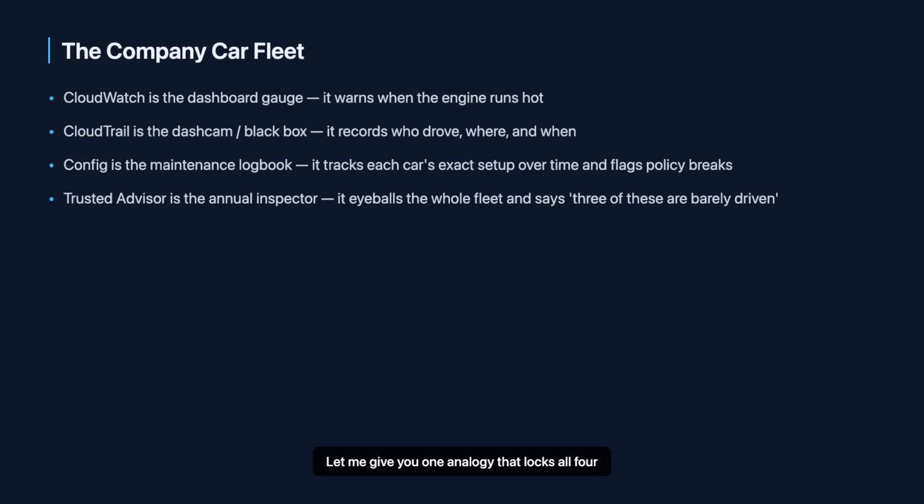Let me give you one analogy that locks all four into place. Imagine you run a fleet of company cars. CloudWatch is the dashboard gauge. It warns you when the engine runs hot, the equivalent of CPU climbing too high. CloudTrail is the dashcam, the black box that records who drove the car, where they went, and when. Config is the maintenance logbook. It records each car's exact configuration over time and flags when one stops meeting policy, like a rule that says tires must be winter rated. And Trusted Advisor is the annual inspector who looks across your whole fleet and says, three of these cars are barely driven, you're wasting money. Four roles, four gauges, they never overlap.